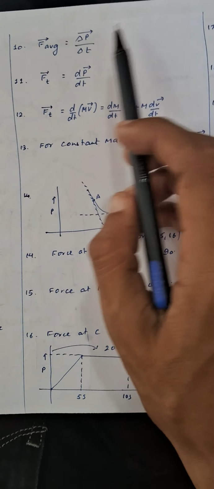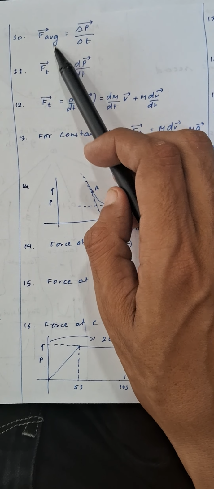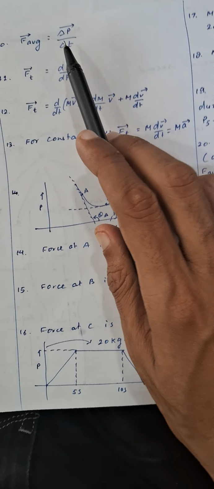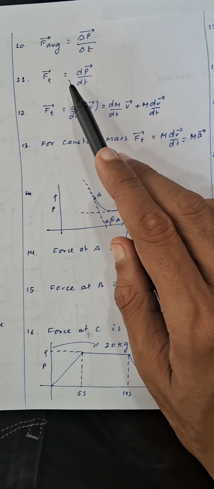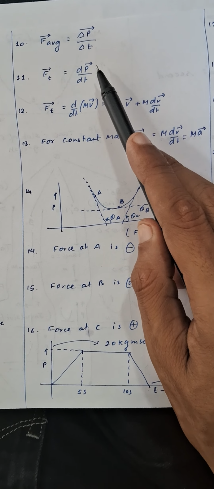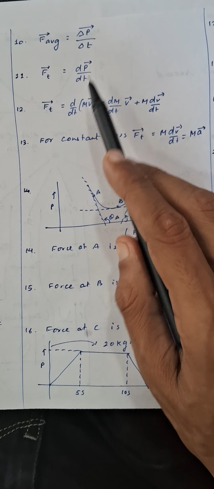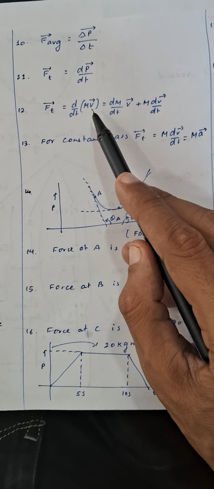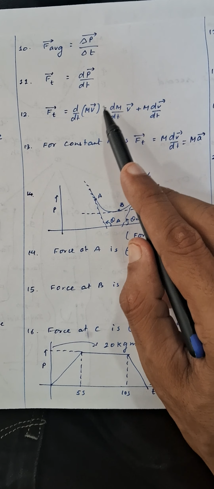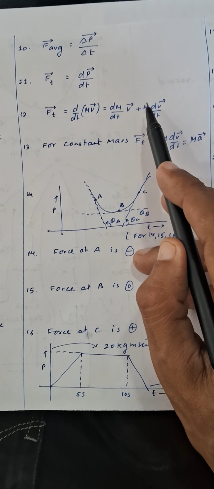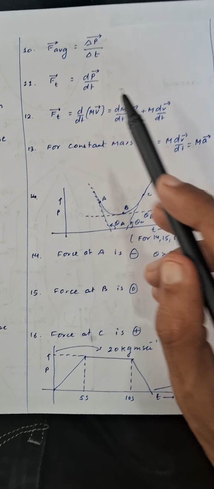Now let's start with question number 10. Question number 10 is about average force. The average force is rate of change of momentum per unit time, or average force is change in momentum per unit time. Instantaneous force is a differentiation of momentum with respect to time. And there is another way to write this: as momentum is equal to m into v, you apply chain rule over here and we get dm/dt into v plus m into dv/dt, which is an extension of the 11th question.